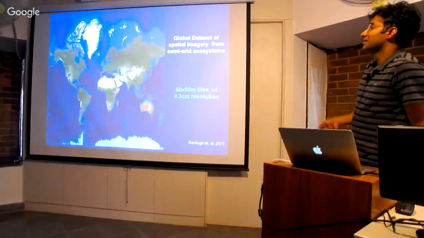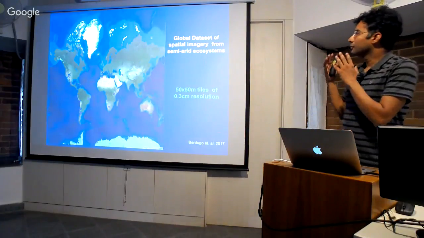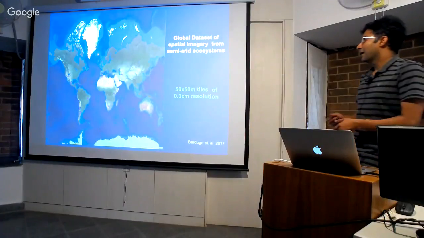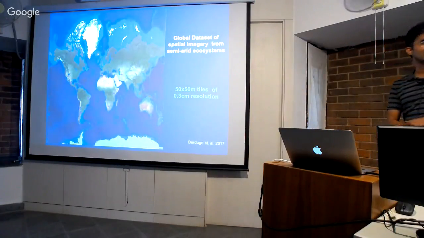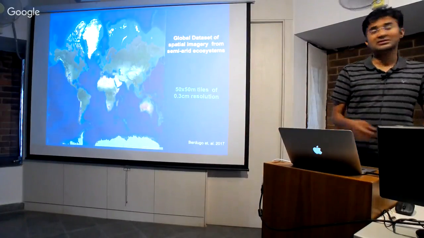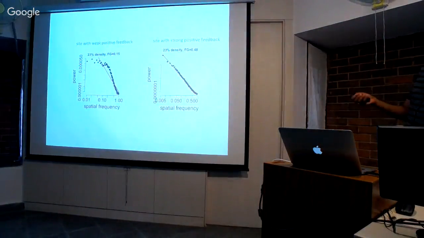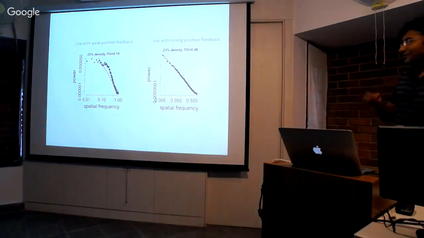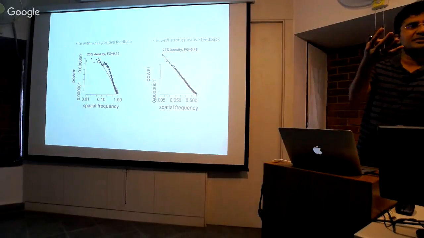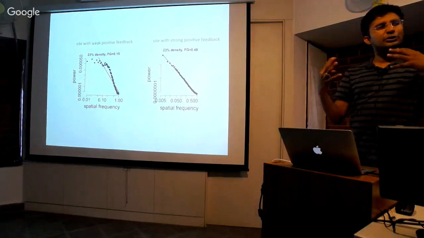What she has done is look at a data set. Last year a paper was published about a data set of spatial imagery from a variety of semi-arid ecosystems. These are 50 meter by 50 meter tiles of 0.3 centimeter resolution, and we also have various abiotic and biotic variables for these sites. Based on this, what she's able to show is that for a given ecosystem, exactly as predicted by the model, the stronger the positive feedback is, the higher the chance of abrupt collapse. It's a bit of a counterintuitive prediction.